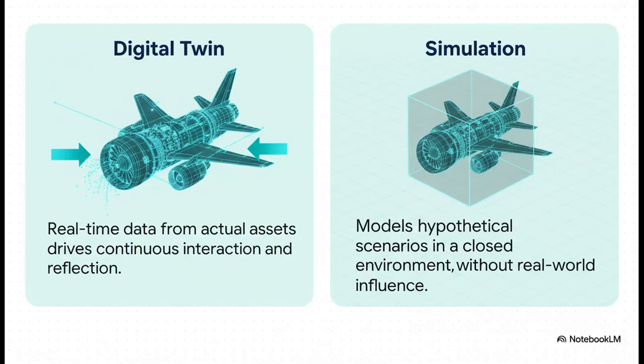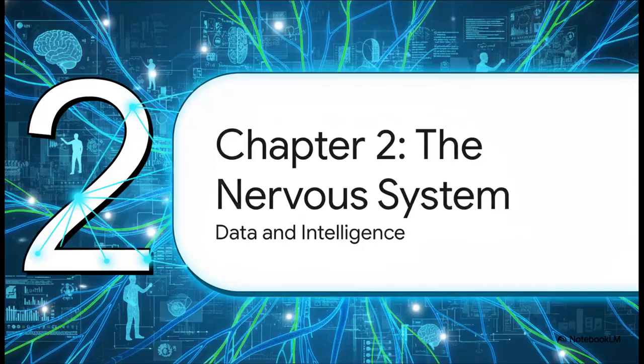Now, I know what you're thinking. Isn't that just a simulation? And that's a fair question. But there's a huge difference. A simulation, that's for playing out what-if scenarios in a make-believe world. A digital twin, though, is tethered to reality. It's always being fed real-time data. And here's the key, it can actually have a two-way conversation with the physical object. It doesn't just listen, it can talk back. And that whole idea of a two-way conversation, that's our bridge to the next chapter.